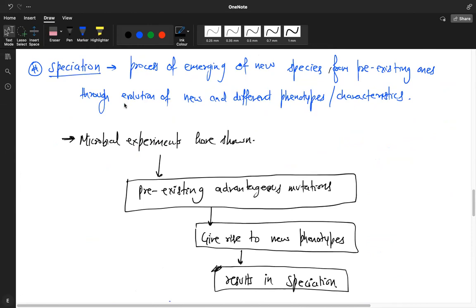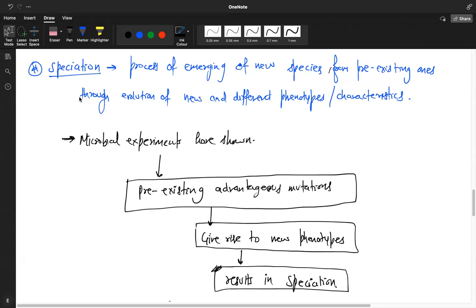I think we started from speciation in the last class, right? Yes, sir. So speciation is the process of emergence of a new species from pre-existing ones through evolution, from evolution of new and different phenotypes. Microbial experiments have shown that pre-existing advantageous mutations give rise to phenotypes, which results in speciation.